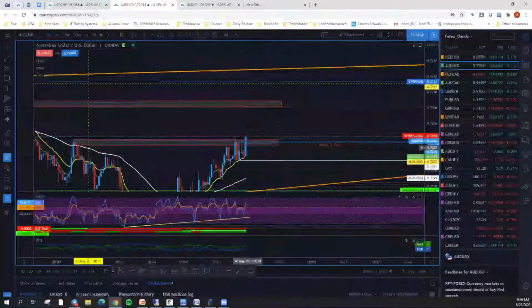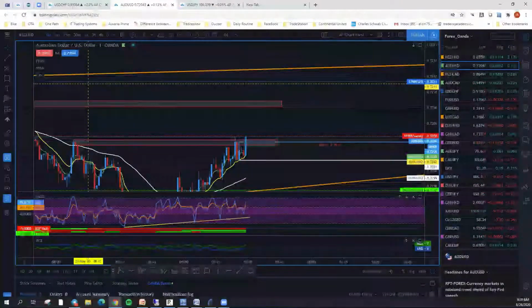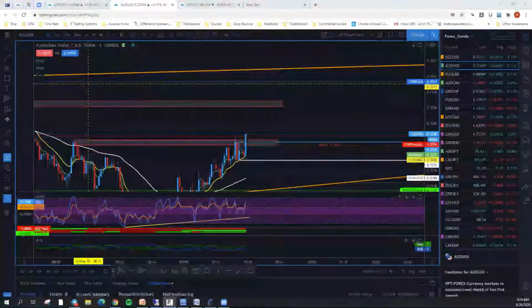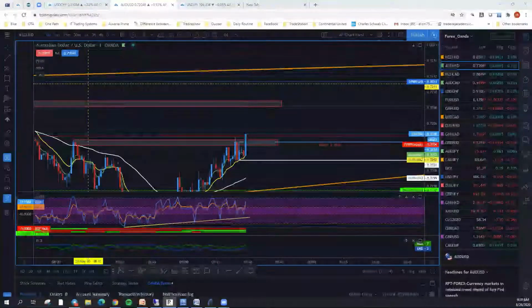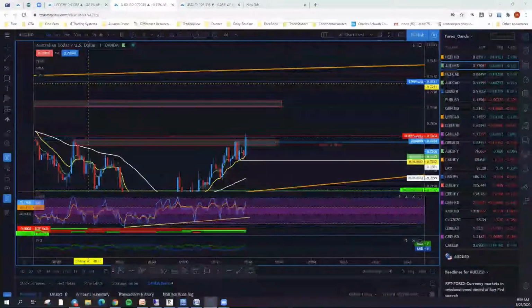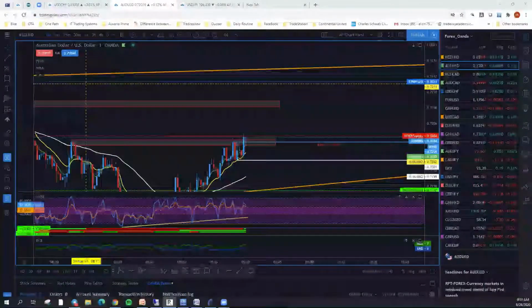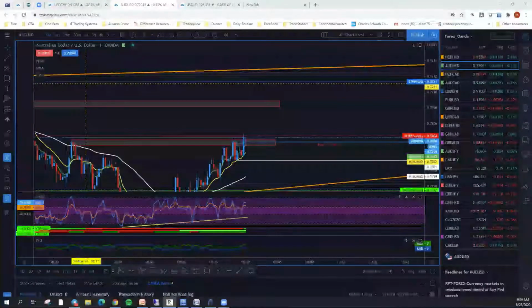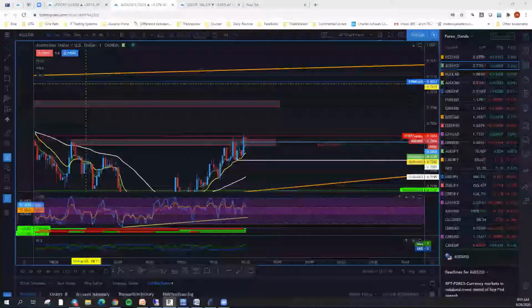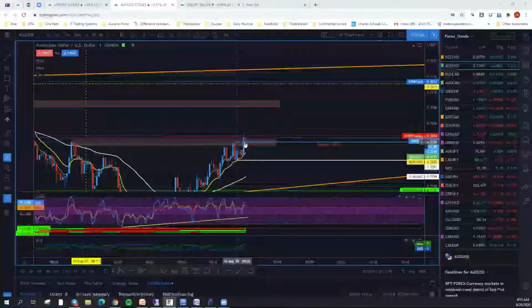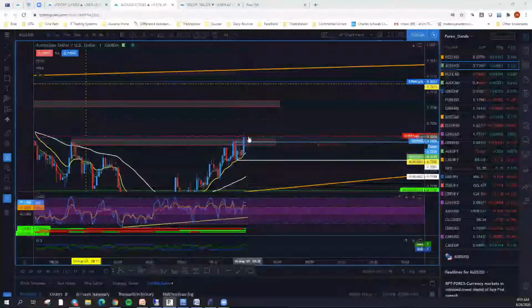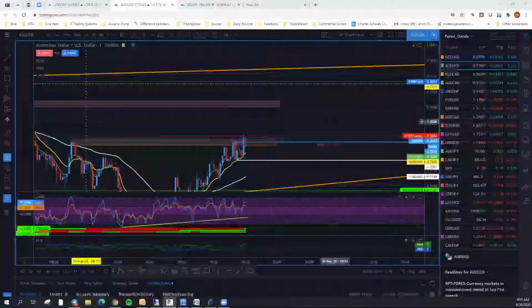Aussie's still showing strength. There's the market open. And we're going to go looking to go long on this. We just got a lower high close. Now I'm looking at this for the target.